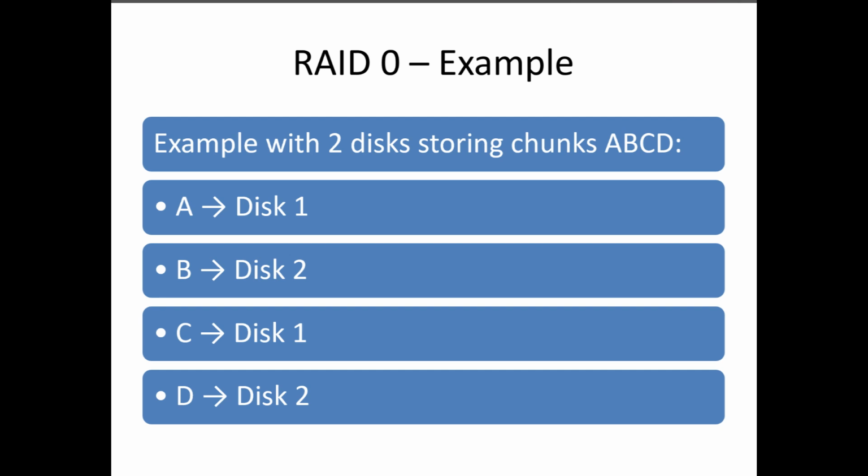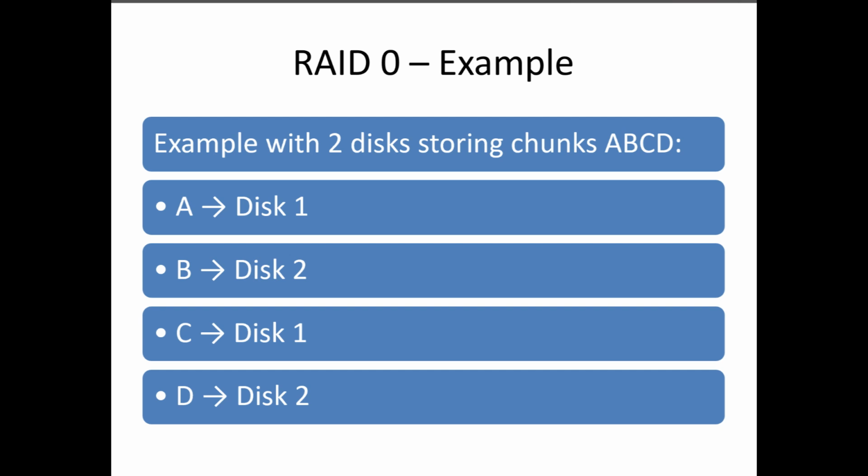Let's take an example. Say you have two disks. You want to store a file on the disk. Say your file is divided into four chunks A, B, C, D. What happens in RAID 0 is your first chunk A will go to disk 1, your second chunk B will go to disk 2. Then your third chunk C will again go to disk 1 and your fourth chunk D will go to disk 2. This way your file is striped across both those disks.